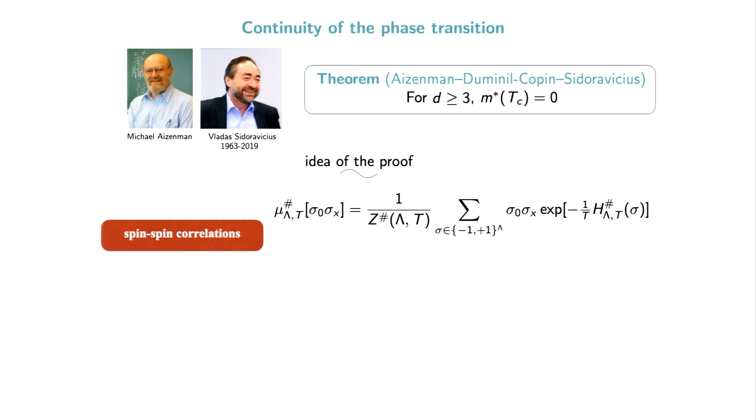You can look at the plus measure. You can look at the measure without symmetry breaking. You take whatever you want. And again, you look at the infinite volume limit.